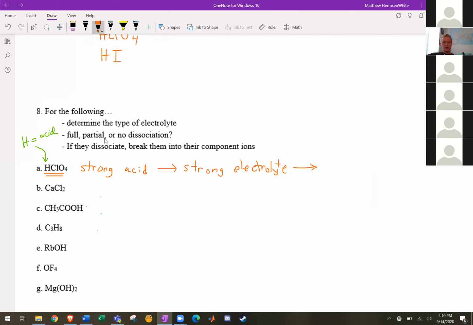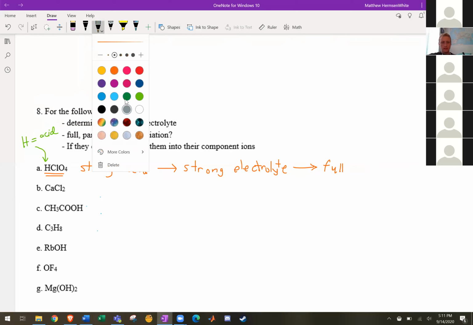Okay, now part 2 says, what type of dissociation does it have? Well, same thing like Megan says, we can just look at the definition. We know strong electrolytes have full dissociation, or complete. So this HClO4 is going to break up into its 2 component ions.